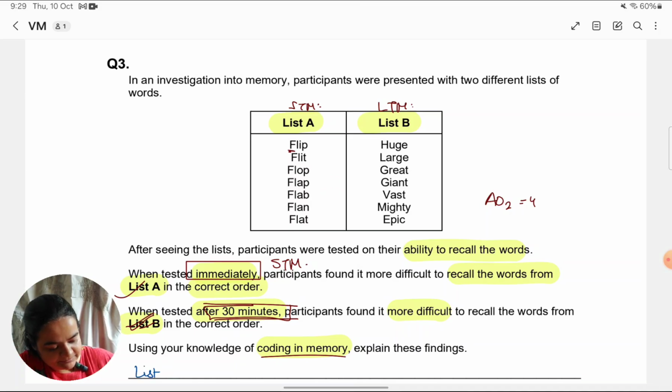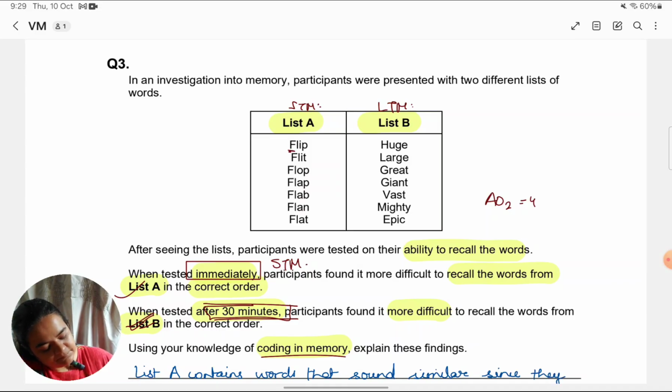List A contains words that sound similar, since they are beginning with the sound FL.